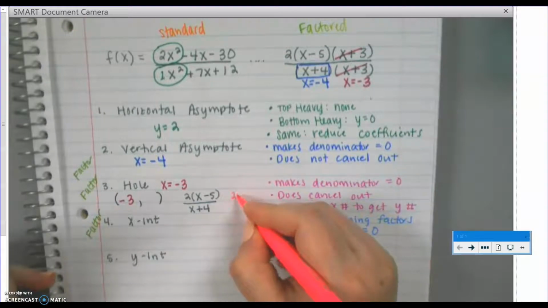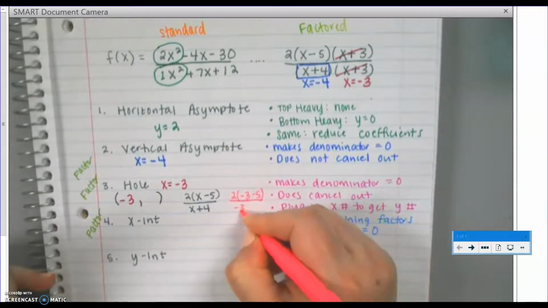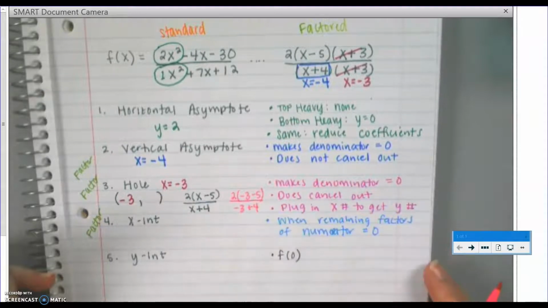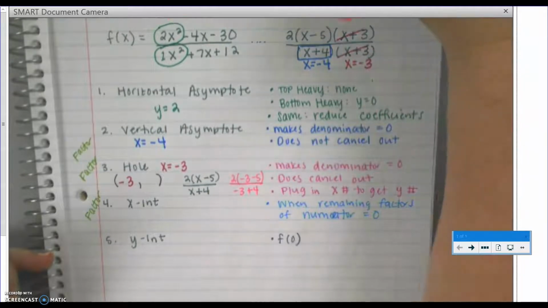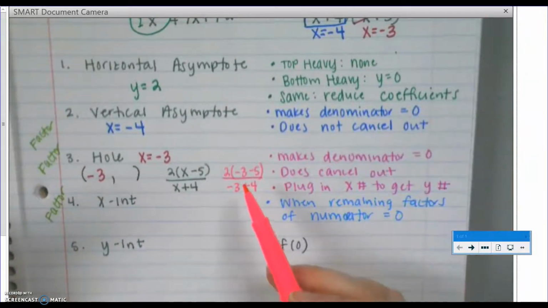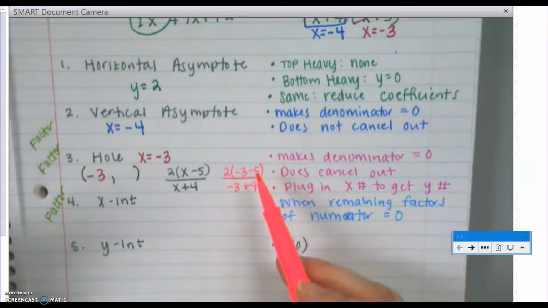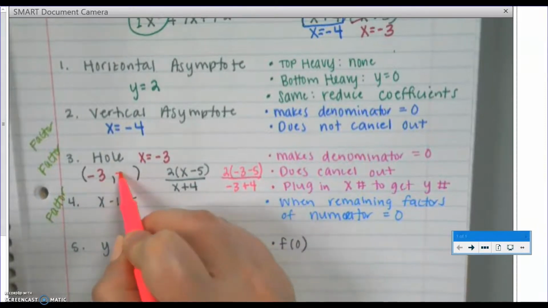So that'd be 2 times -3 minus 5 over -3 plus 4. So my numerator, that would be -8 times 2 is -16. That would be 1, so -16.